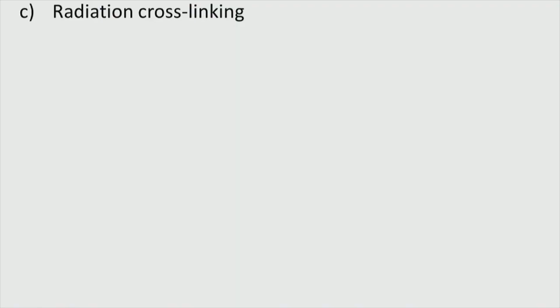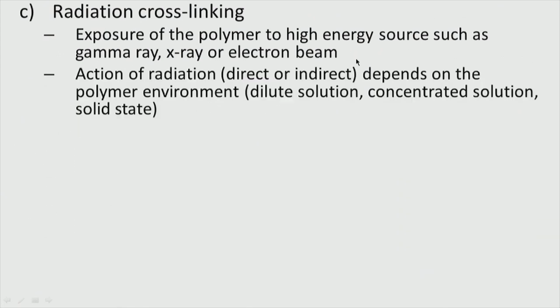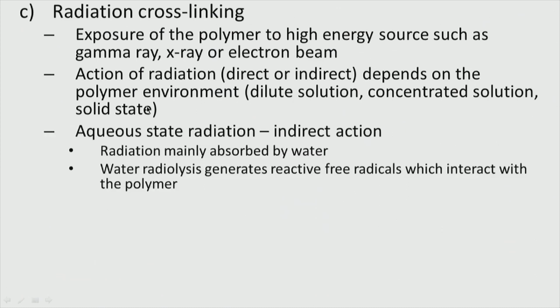So, we have radiation cross linking, that is the third approach. Okay. So, here is exposure of the polymer to a high energy source such as gamma ray, X-ray, electron beam, okay, and then this leads to direct or indirect cross linking, depends on the polymer environment, solution, concentration, solid state and so on. Okay.